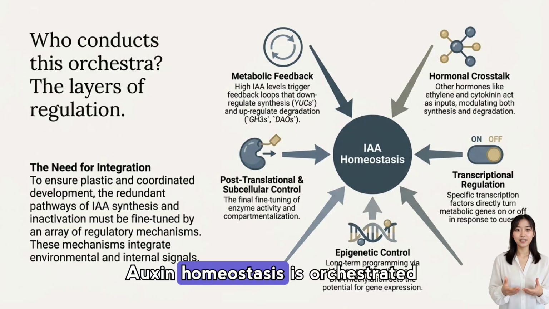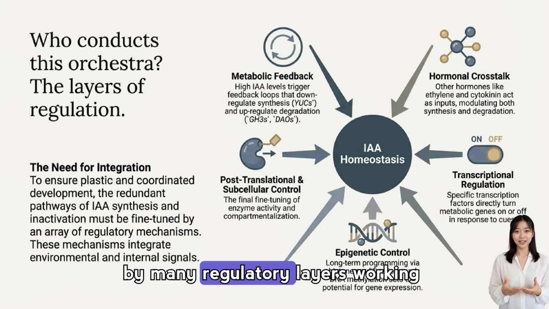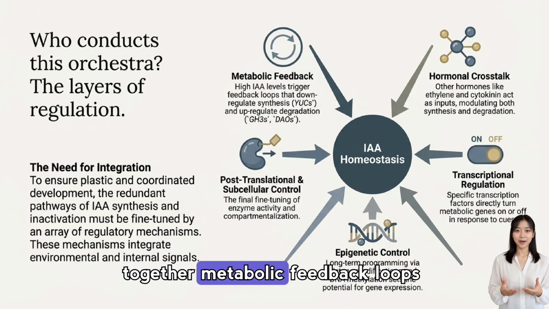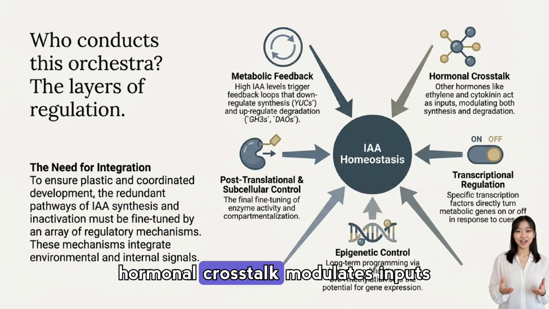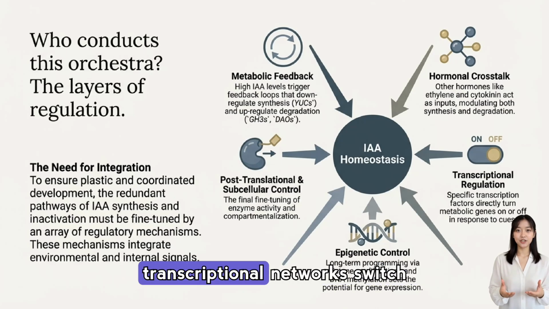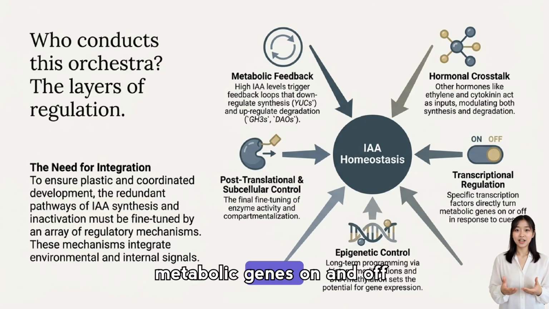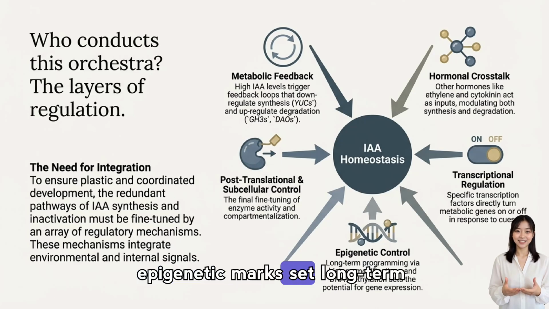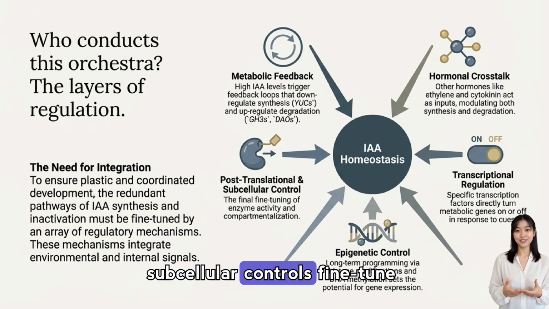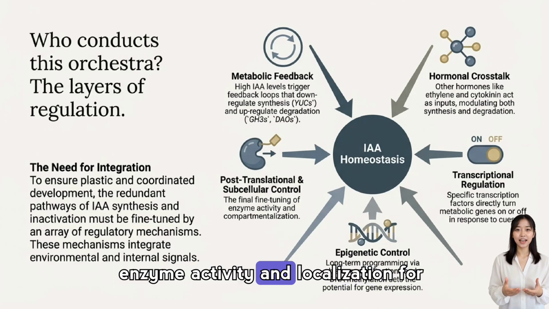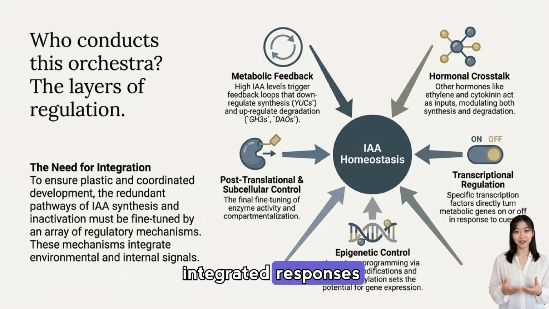Auxin homeostasis is orchestrated by many regulatory layers working together. Metabolic feedback loops adjust synthesis and degradation, hormonal crosstalk modulates inputs, transcriptional networks switch metabolic genes on and off, epigenetic marks set long-term potentials, and post-translational or subcellular controls fine-tune enzyme activity and localization for integrated responses.